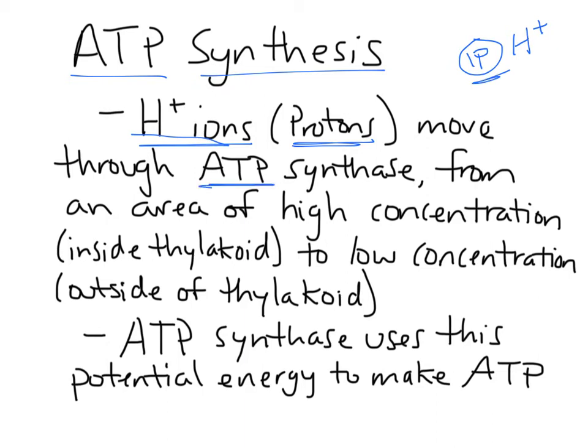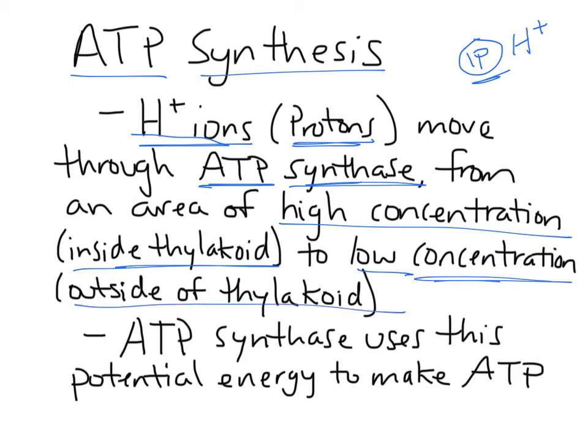It's going to move through this ATP synthase, which is a protein, from an area of high concentration inside the thylakoid to an area of low concentration outside of the thylakoid. So once the gradient has been created now, it's going to go through this other protein, and the ATP synthase uses the potential energy that is built by the movement of those protons to make ATP.